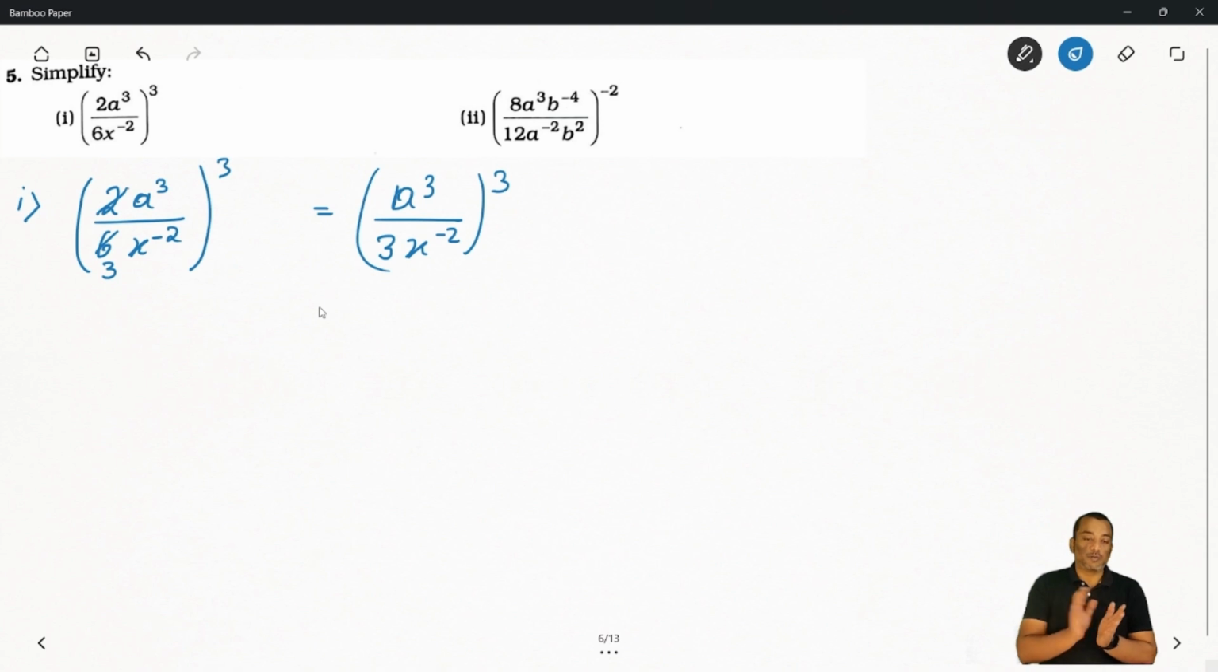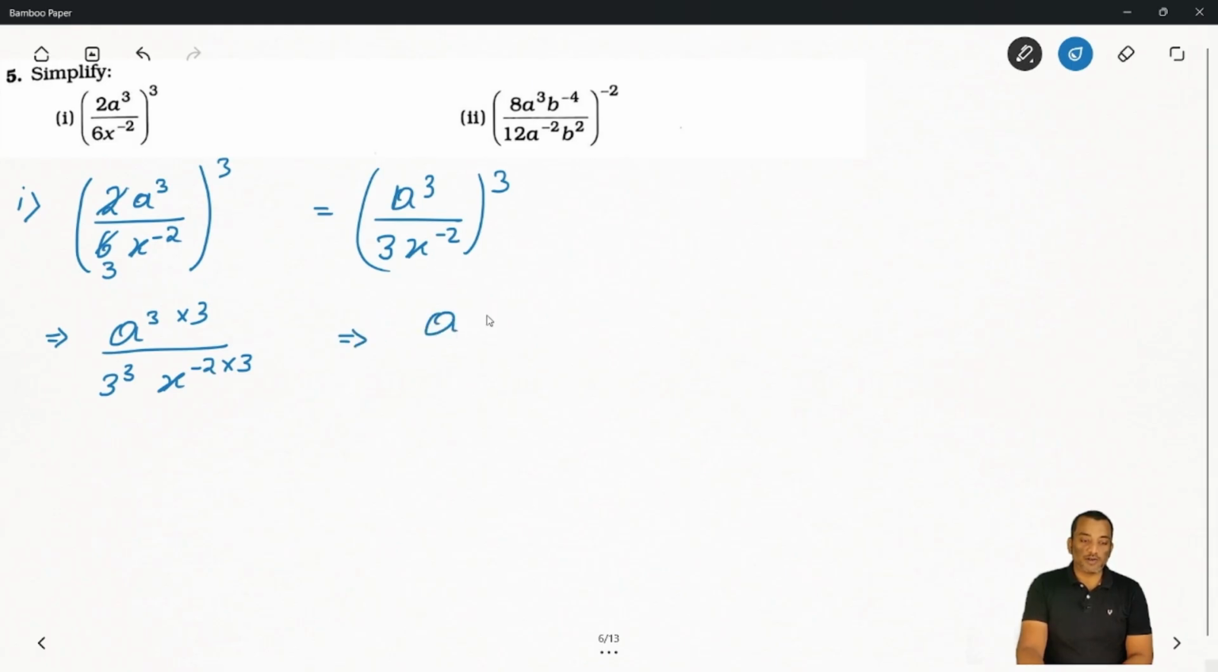Okay, now you have to apply the power rule. So this one is equal to how much? a to the power 3 times 3, and the same way 3 to the power 3, and x to the power minus 2 times 3. So you will get a to the power 9, and 3 to the power 3 you will get 27, and x to the power minus 2 times 3, so you will get x to the power minus 6.